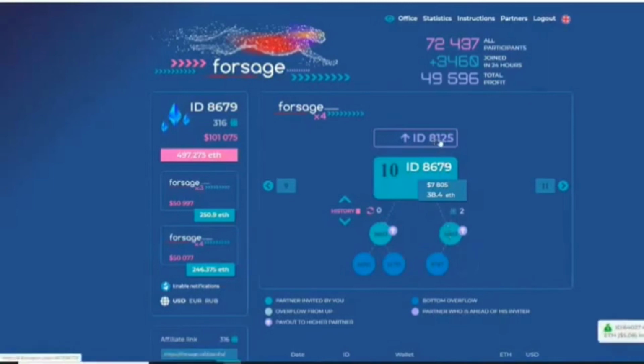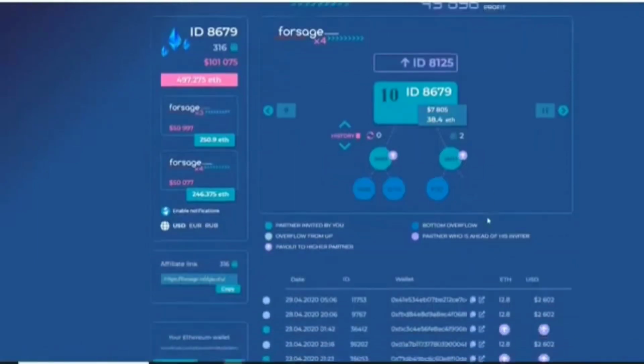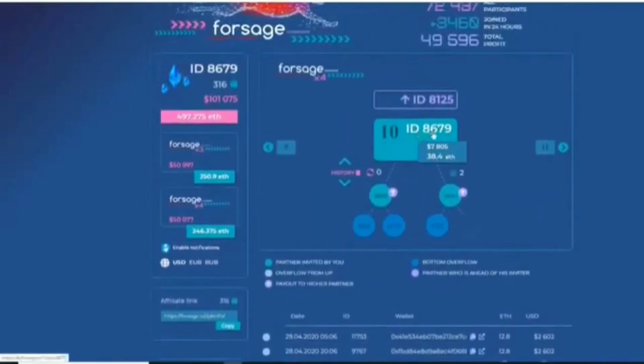Like in this case, it was 8125 that got those two, right? So this is pretty cool. And because when I activated this slot, it actually fell not to my upline but to his team.